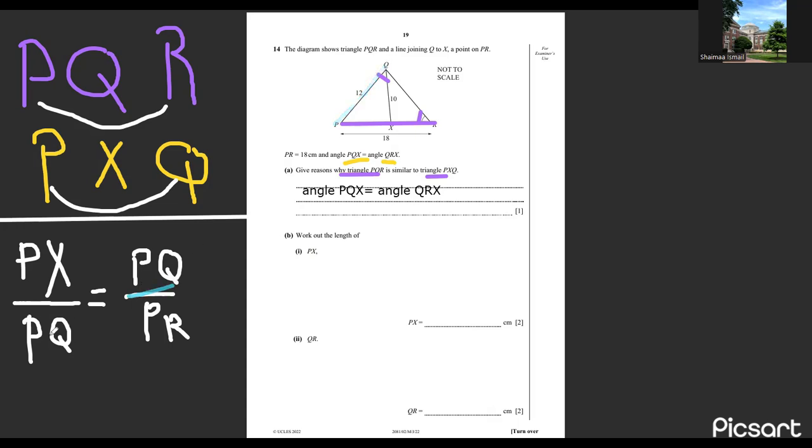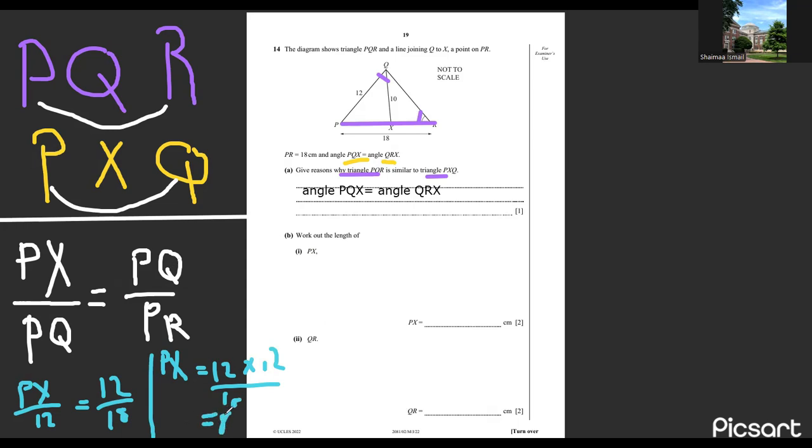And here is 12 and here is 12. And PR is equal to 18. So we do this like this: PX over 12 equals 12 over 18. So PX here will be equal to 12 multiplied by 12 over 18, which is 144 over 18, which equals 8. So PX here equals 8.